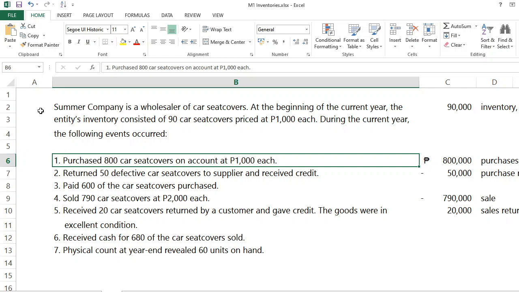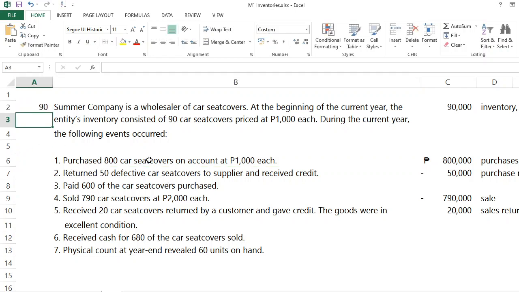And then dali na lang ako ibutang 90. And then plus 800. And then return minus 50, kasi imong gibalik sa supplier. And then nakabaligya ka minus 790, pero gibalik sa imuha ang 20. Dapat 60 ang imuhang physical count end.